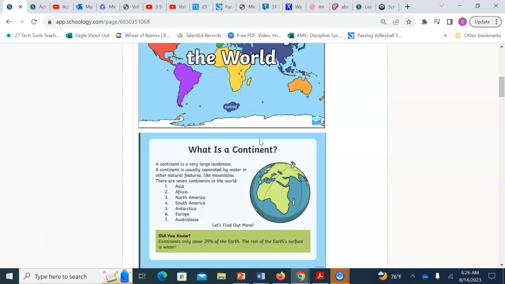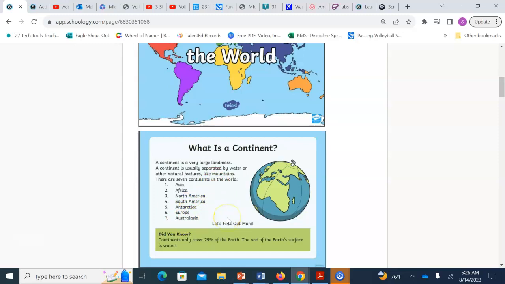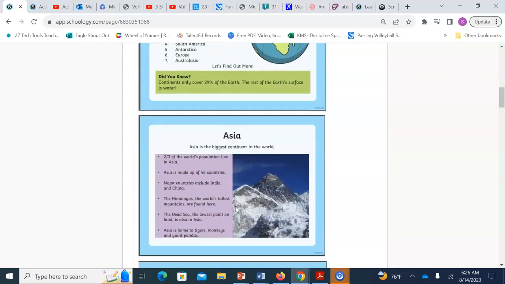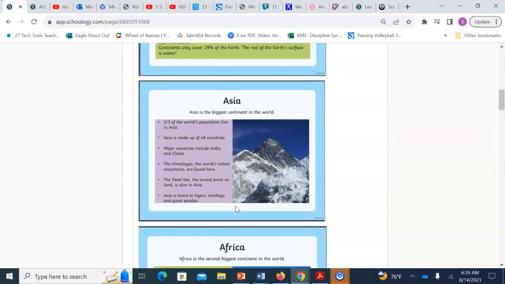The reason we say this is all of the continents are separated by water except for Europe and Asia. They are actually separated by mountains. So here are 7 continents: Asia, Africa, North and South America, Antarctica, Europe, and Australasia. The continents only cover about 29% of the Earth. The rest of the Earth is water. So almost 71% of our Earth is water.